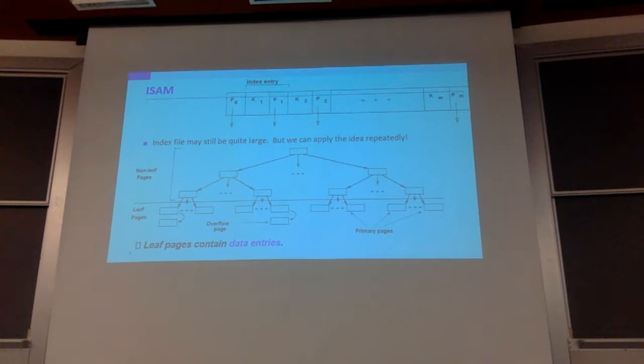So there's still another problem. Basically, here you have a bunch of data pages. These are data pages. Then you have a bunch of leaf pages which contain data entries. These data entries are going to point to the records in the data pages. Then you have one additional layer here, which contains index entries.